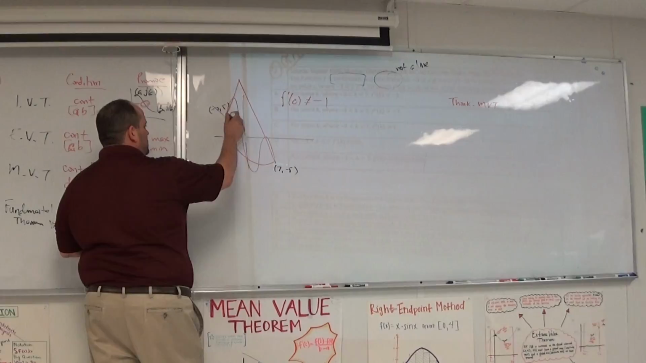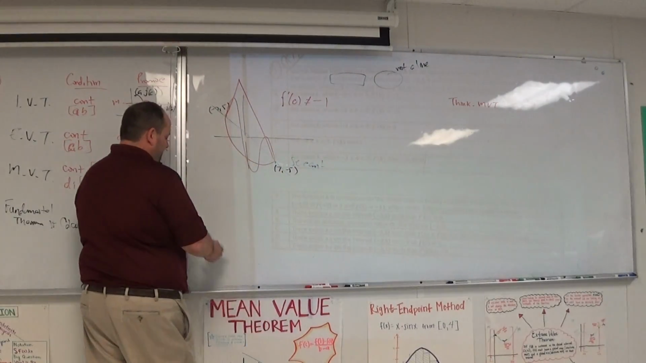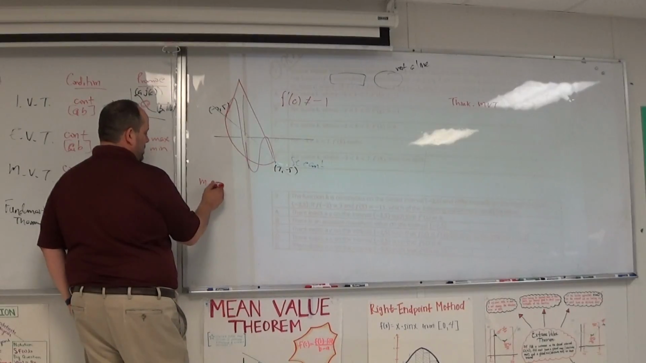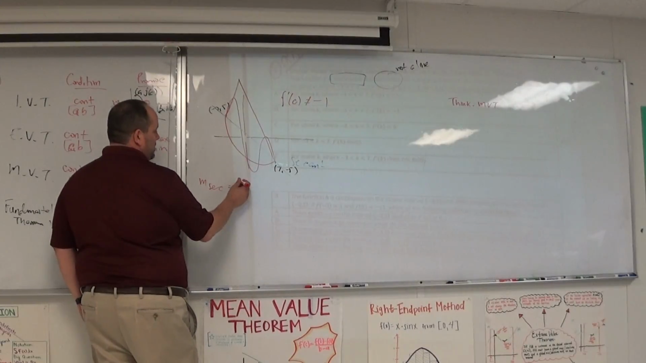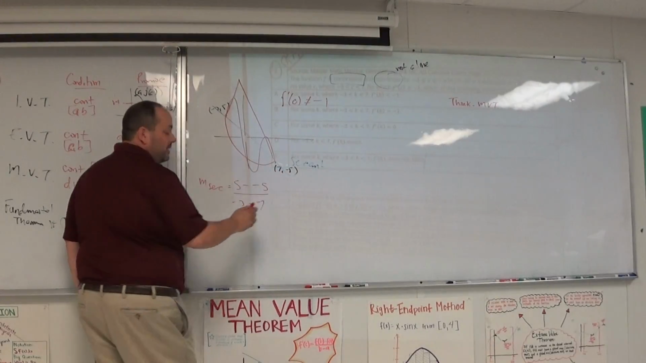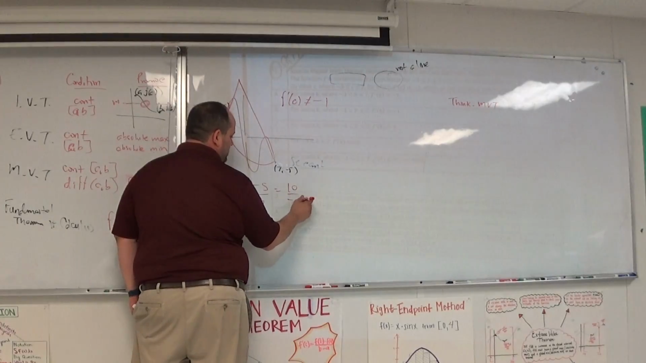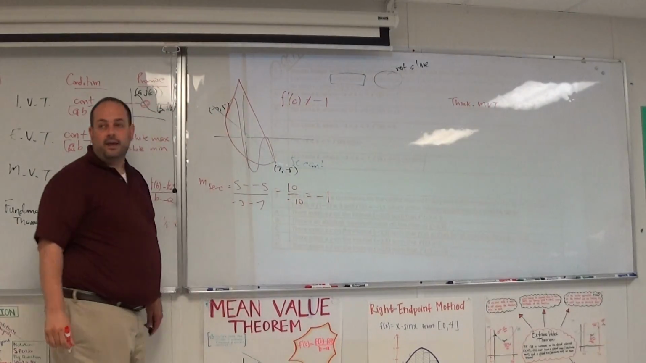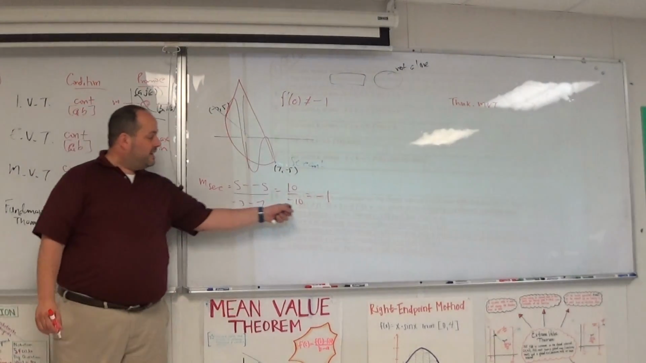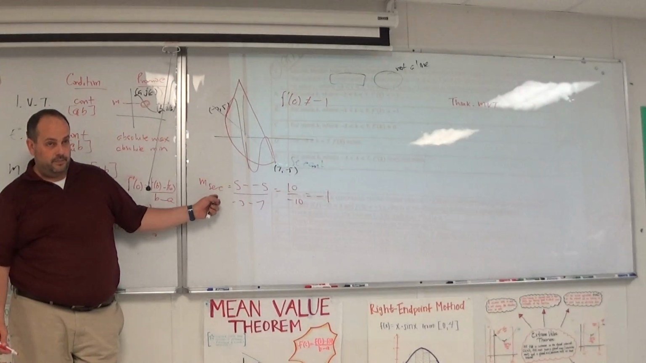If I connect these two with a secant, I'm not saying that the graph is a straight line, but if you find the slope, what's that slope? The slope is 5 minus negative 5 over negative 3 minus 7. So that's 10 over negative 10, which is negative 1. The significance of the negative 1 is that that's the slope of the secant line.